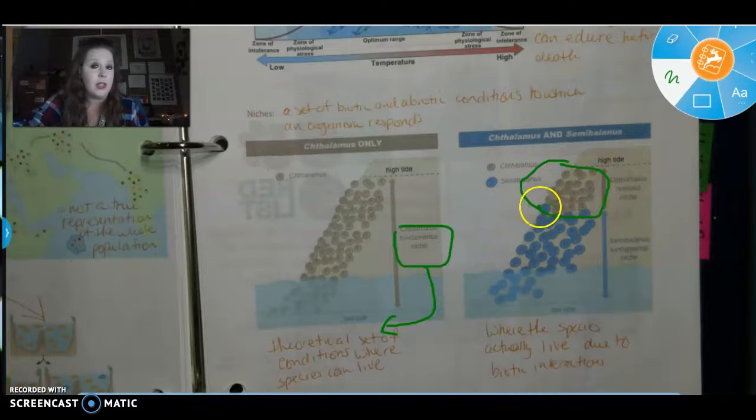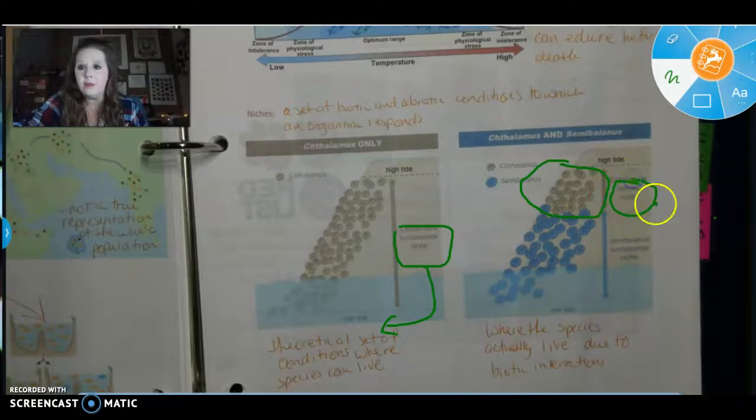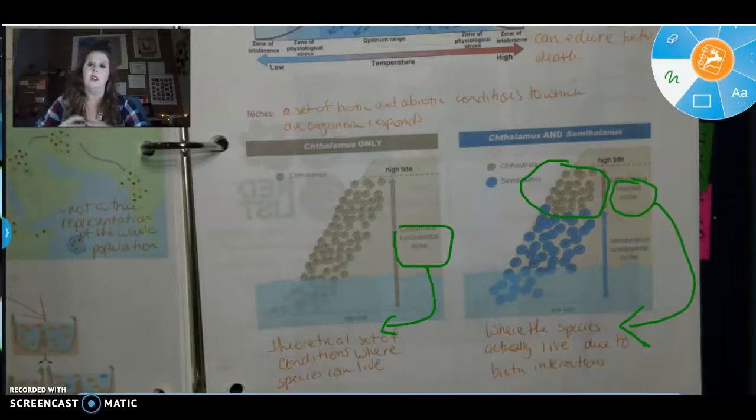It's having to compete with these organisms, and this is in that intertidal zone we talked about. That's a really difficult environment to live in anyway. So the realized niche, okay, is the actual conditions that the organism lives in. So real life conditions where it actually lives.